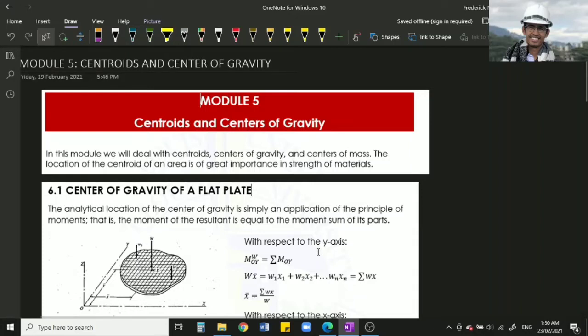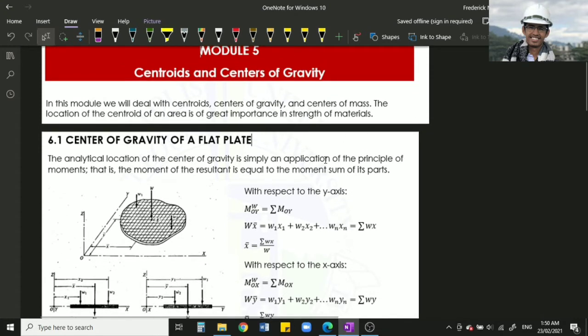Good day class. So ito na yung ating module 5, Centroids and Centers of Gravity. In this module, we will deal with centroids, centers of gravity, and centers of mass. The location of the centroid of an area is of great importance in strength of materials. Strength of materials is the next subject you will take after this. So it is important na malaman natin kung saan ang centroids and center of gravity ng ating materials, especially ito ay ginagamit natin sa structural analysis natin.